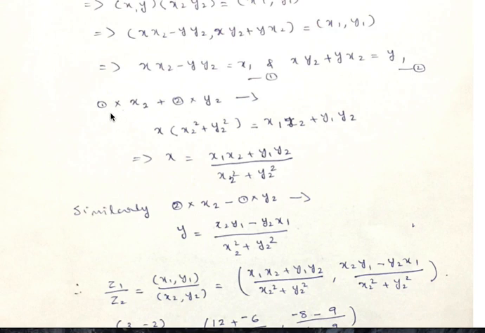Similarly, you get y to be x2 y1 minus y2 x1 over x2 square plus y2 square. Thus z1 over z2 is nothing but x1 x2 plus y1 y2 over x2 square plus y2 square, comma x2 y1 minus y2 x1 over x2 square plus y2 square.